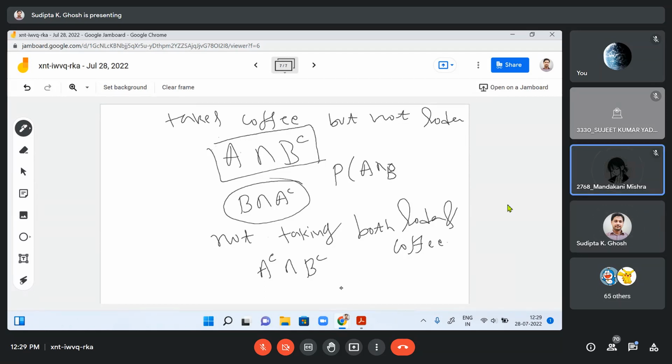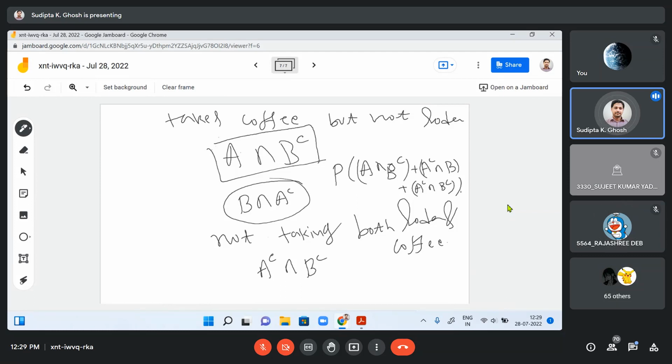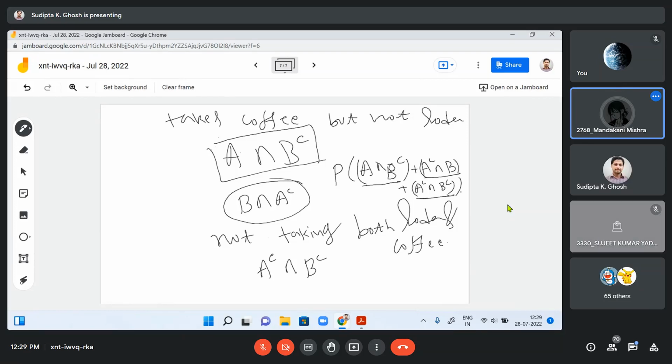Yes, sir. This plus the probability of A complement intersection B, plus A complement intersection B complement. Basically, I have to find this probability. Am I correct? Yes, sir. So the person either can happen in this way, or this event, or this event. So can I say these events are pairwise disjoint events? Yes, sir. Pairwise disjoint. So what is my axiom number 3?